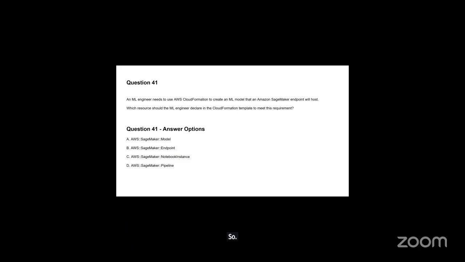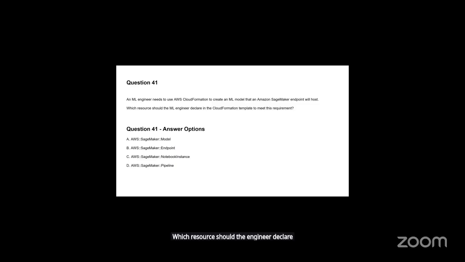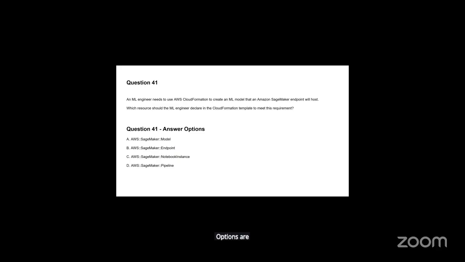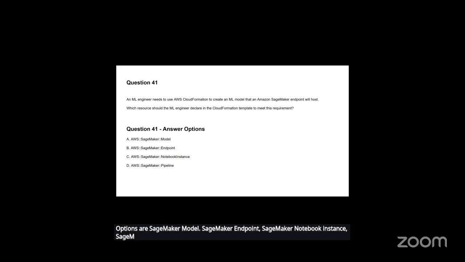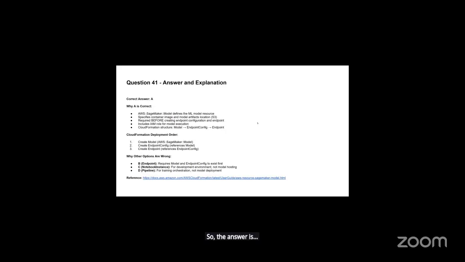So, question 41. An engineer needs to use CloudFormation to create an ML model that a SageMaker endpoint will host. Which resource should the engineer declare in CloudFormation to meet this requirement? Options are SageMaker Model, SageMaker Endpoint, SageMaker Notebook Instance, SageMaker Pipeline. So, the answer is SageMaker Model.